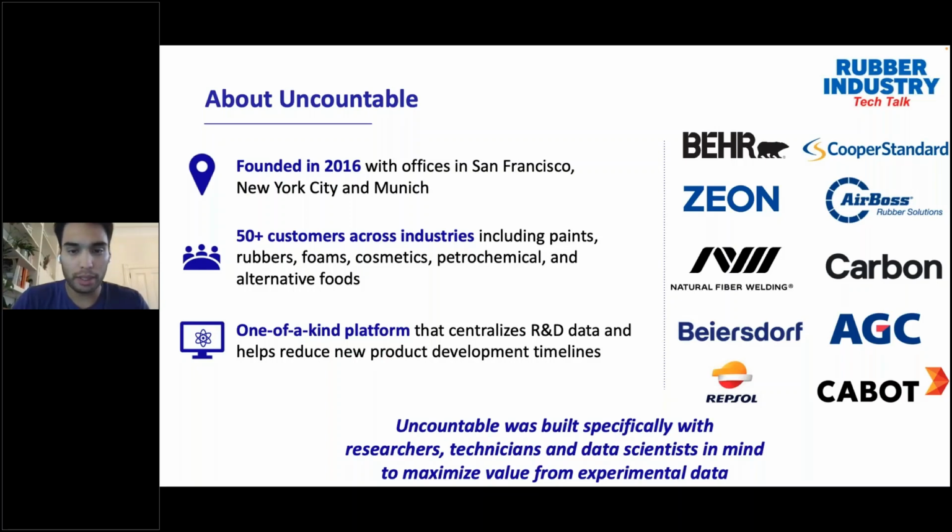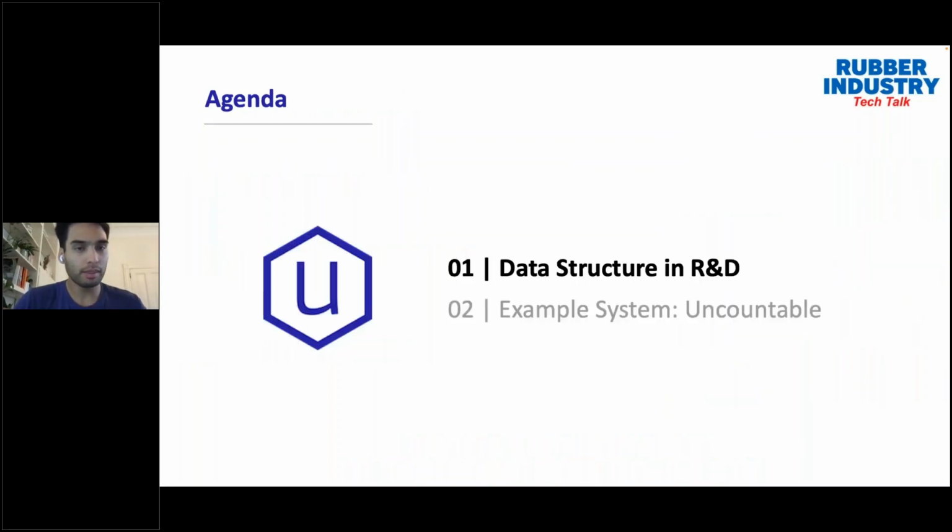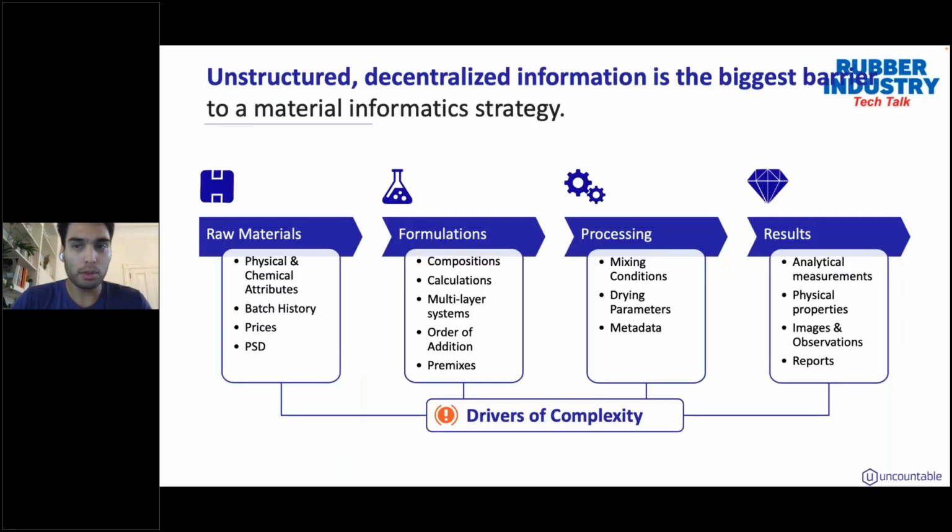But before we get into how that happens, I want to discuss a little bit about the status quo amongst R&D organizations, of course, that of which in the rubber industry as well. So the problem we're specifically addressing here at Uncountable is this problem of unstructured, decentralized data being the biggest barrier to efficient and innovative product development work.